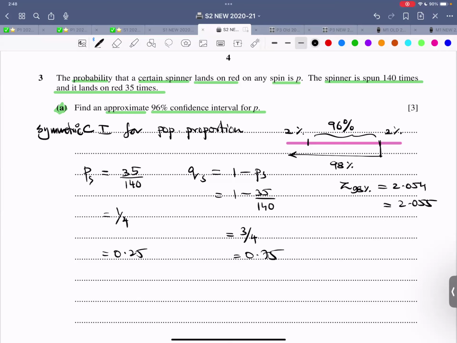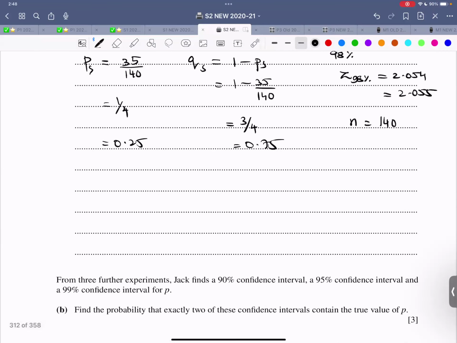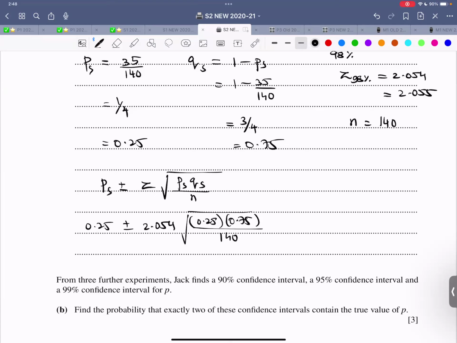So we have the Z value, we have PS, we have QS, we have the N value, which is 140. Apply the formula: PS plus minus Z square root of PS QS over N. So this is 0.25 plus minus 2.054 square root of PS, which is 0.25, QS, which is 0.75, divided by 140. Now grab your calculators and evaluate and double check. So now let me use my calculator.